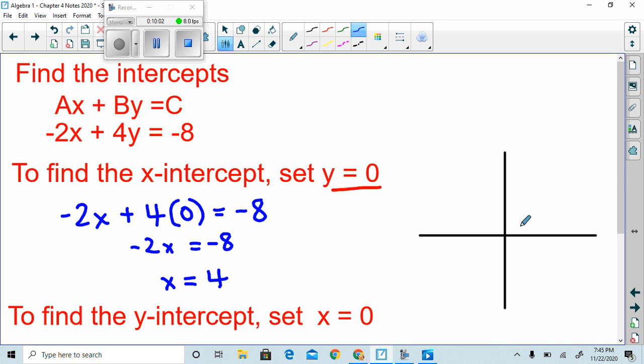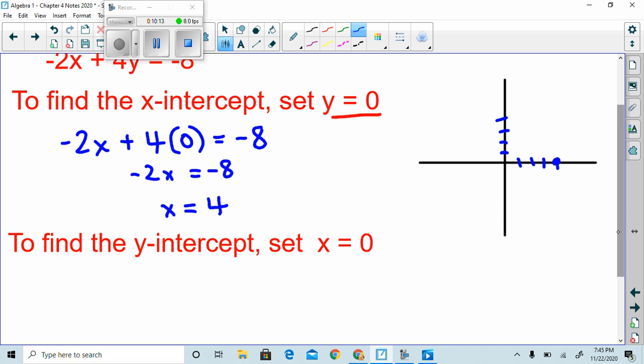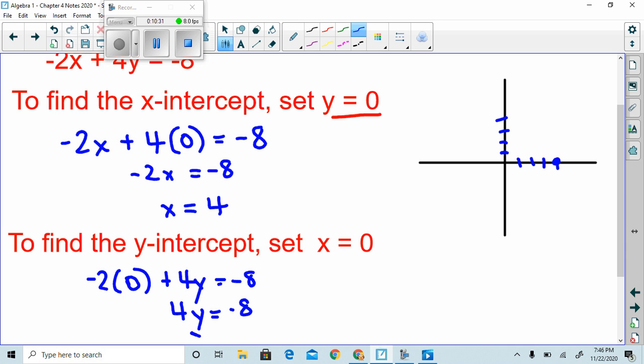So now we'll go ahead and graph that. And again, a rough sketch is all you need. 4, 0 is right on that x-axis. It's the x-intercept. To find the y-intercept, let's set x equal to 0. So I'll have negative 2 times 0. And again, you're going to see that we can go right to the second step. And in the second step, I'll have 4y is equal to negative 8. And y is equal to negative 2.